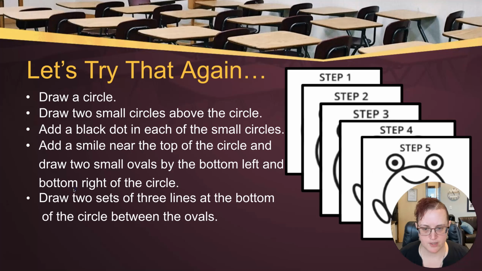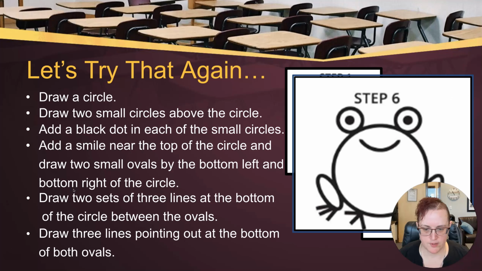Draw 2 sets of 3 lines at the bottom of the circle between the ovals. When I wrote this instruction, I knew that my demonstration would be a lot better than just trying to describe it to them. So I make sure I have my demonstrations prepared to show. And then finally draw 3 lines pointing out at the bottom of both ovals. And now all students follow what my expectations are for my procedure for doing the frog. I made sure to do it step by step and made sure to demonstrate as I went through.